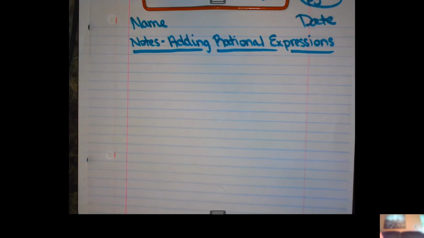In this video, we're going to learn how to add rational expressions. So we're basically going to have two fractions and we're going to add them. But instead of just multiplying across or adding across like we did with multiplying, what we have to do is get common denominators. So please make sure that you have your heading on your paper.